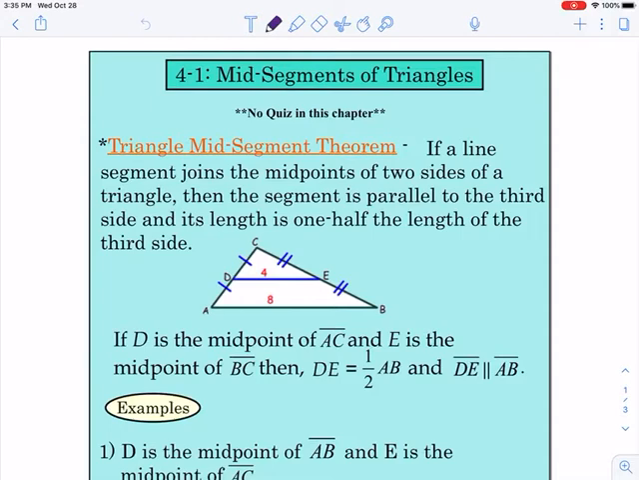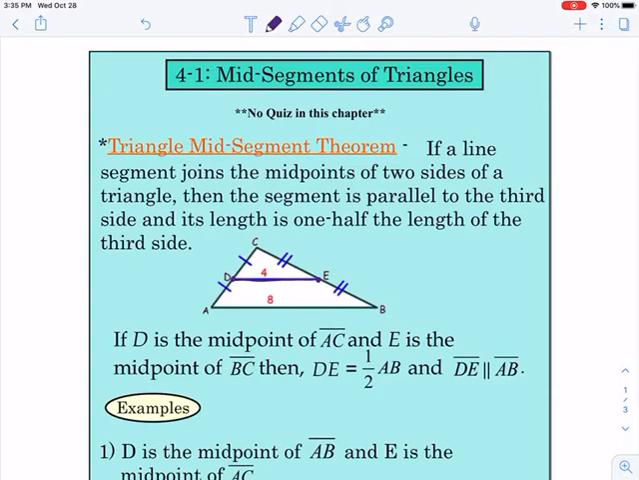So what the triangle mid-segment theorem says is that if a line segment joins the midpoints of two sides of a triangle, then the segment is parallel to the third side and its length is 1/2 the length of the third side. When you look at this picture, it probably explains it better than those words. Point D would be the midpoint of AC, and E would be the midpoint of BC. If you take those two points and connect them, the segment I just re-highlighted in purple, that's going to be 1/2 the length of AB.